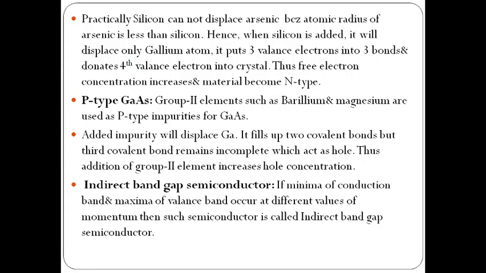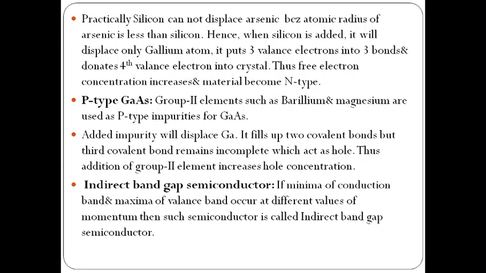To make the n-type material, we use silicon as the impurity atom. This is about the gallium arsenide, and in that gallium arsenide, the p-type material and n-type material.